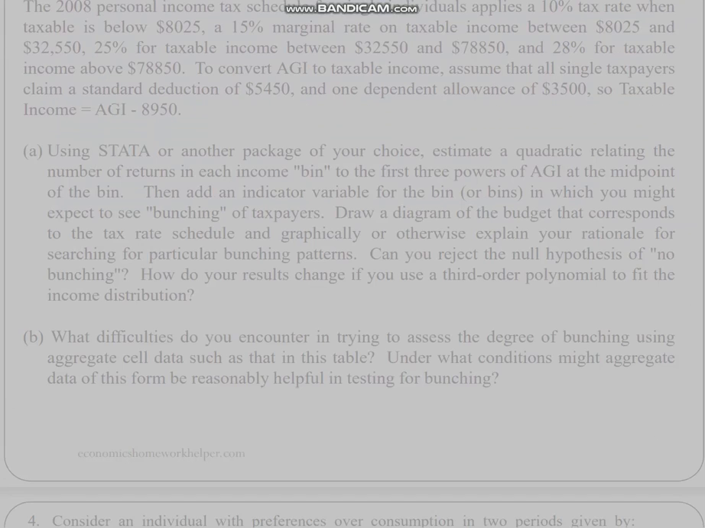The 2008 Personal Income Tax Schedule for single individuals applies a 10% tax rate when taxable income is below $8,025, a 15% marginal rate on taxable income between $8,025 and $32,550, 25% for taxable income between $32,550 and $78,850, and 28% for taxable income above $78,850.